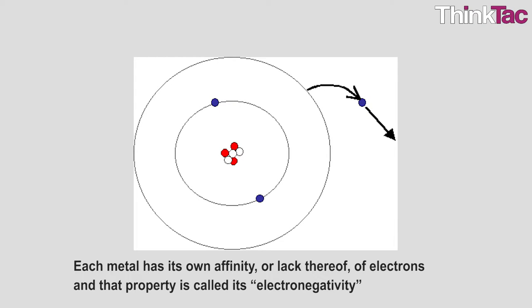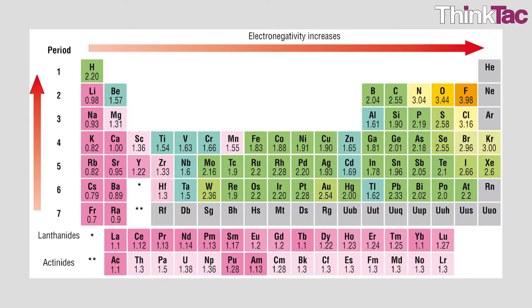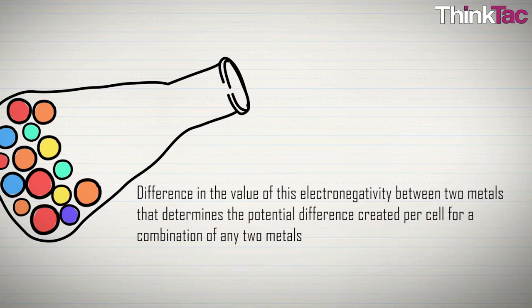Each metal has its own affinity or lack thereof of electrons, and that property is called its electronegativity. It's the difference in the value of this electronegativity between two metals that determines the potential difference created per cell for a combination of any two metals.